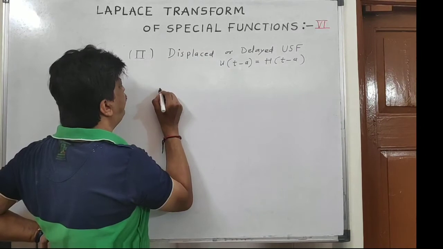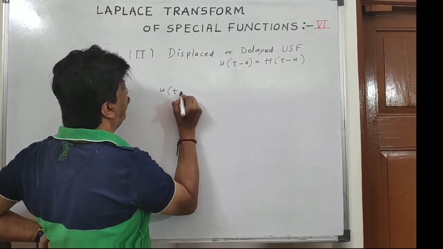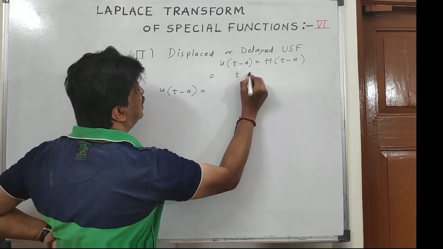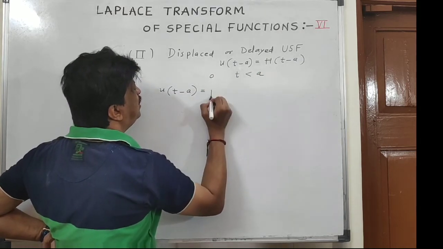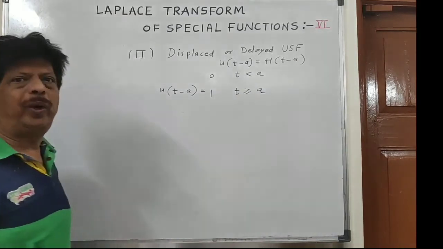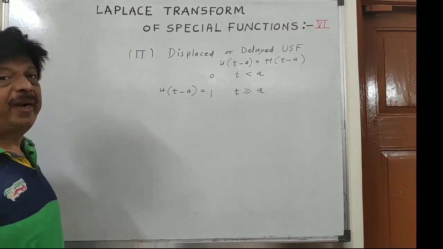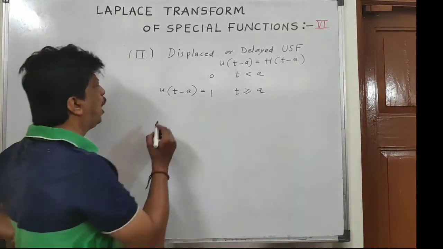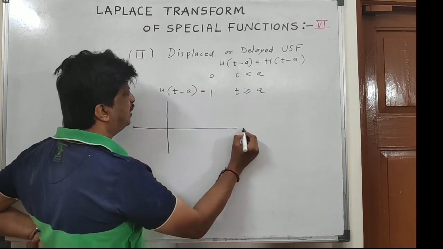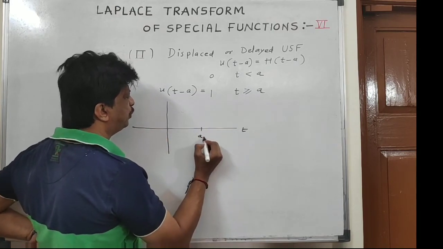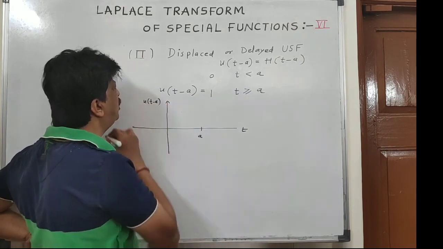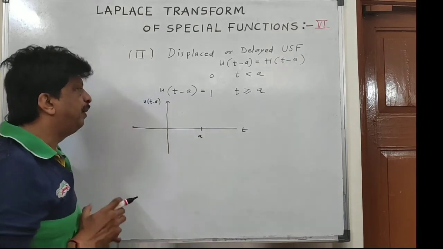It is defined like this: u of t minus a is equal to 0 when t is less than a, and it is equal to 1 when t is greater than or equal to a. It can be better understood by its plot. If this is the t axis, this point is a, and suppose this is the u of t minus a axis, the function is denoted by u of t minus a.